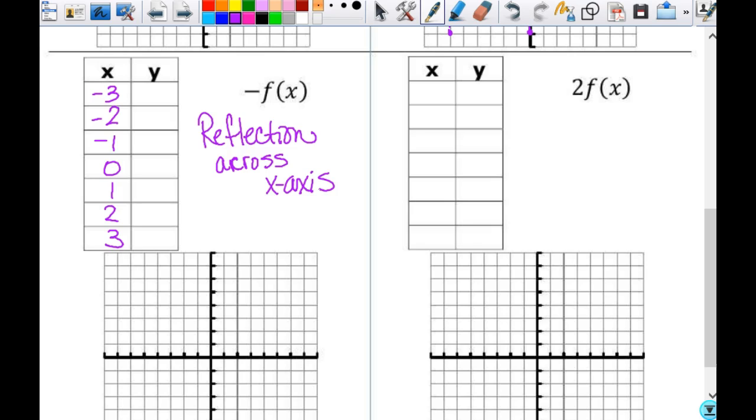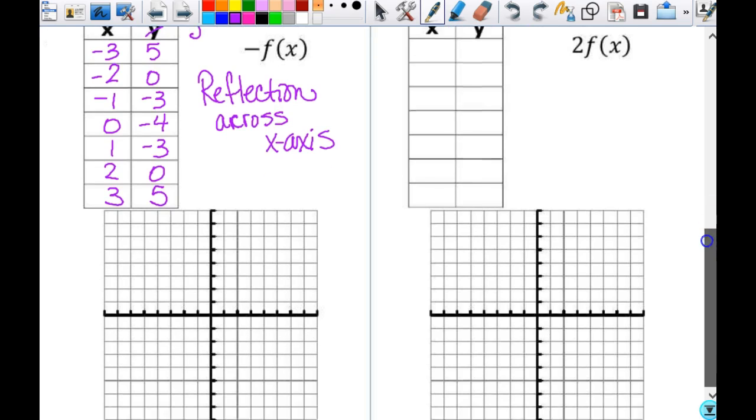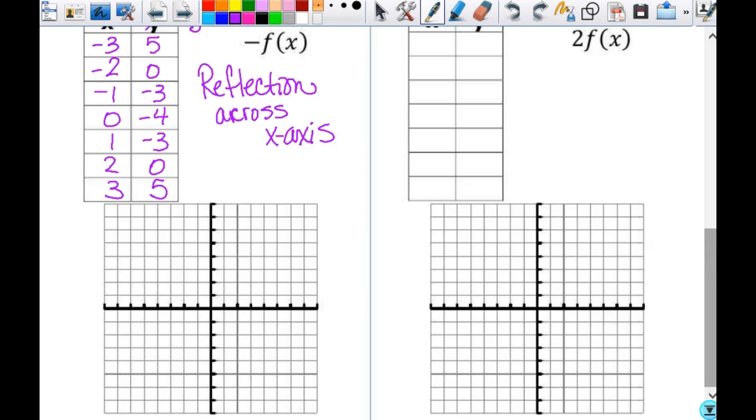So you can count the reflection, or you can just take the y values that you already know. We can change the sign so that becomes 5, 0, negative 3, negative 4, negative 3, 0, and 5. Because this y becomes the negative y. Or you change this. And then we have to plot it. So negative 3.